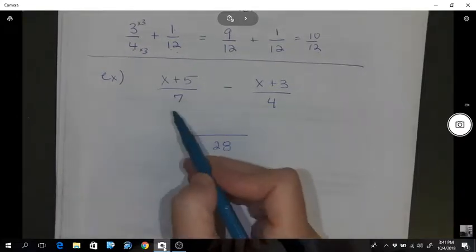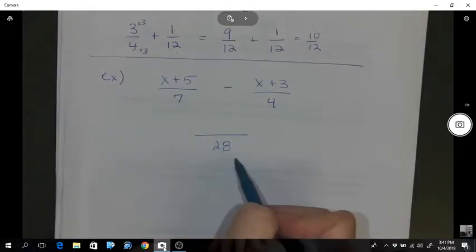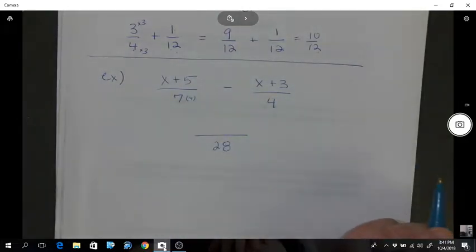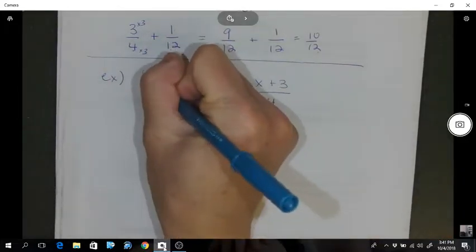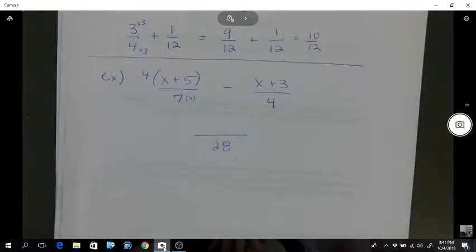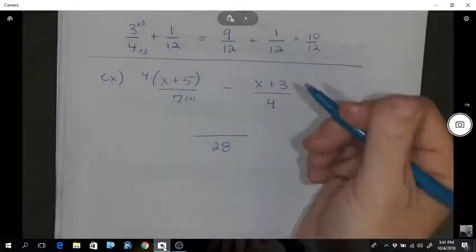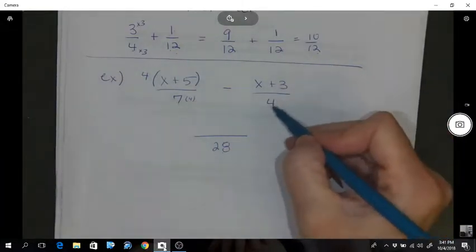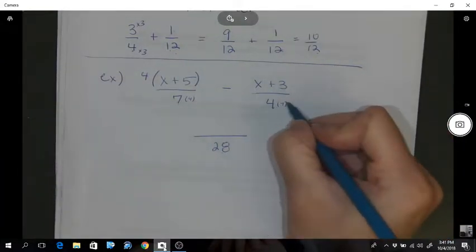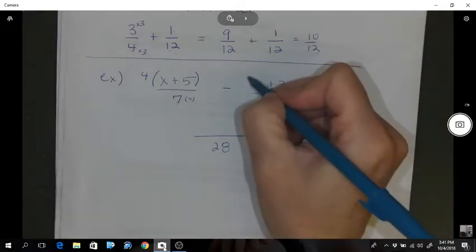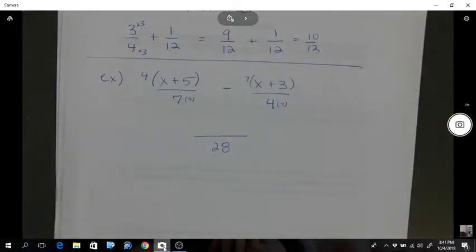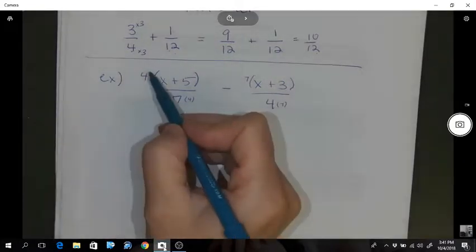So I asked myself, what did I do to this 7 to change it into a 28? I times it by 4. So I'm also going to times the top by 4, but I need to remember I'm timesing the whole top by 4. And here the 4 got times by 7 to get to 28, so I need to multiply the whole numerator by 7. Okay, so now we're going to distribute this.